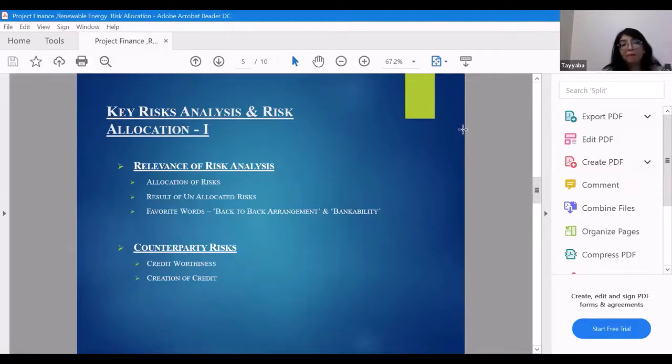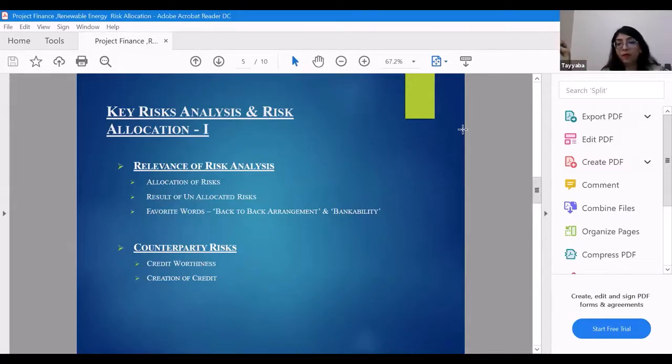If we move on, assume for a minute that the project is constructed in time and in the manner it was specified. Of course, the power purchase agreement is also a very heavy document with a lot of clauses and provisions. So assume the project is constructed exactly as it was supposed to be. Are the risks over now? No, not really. The risks are still there.